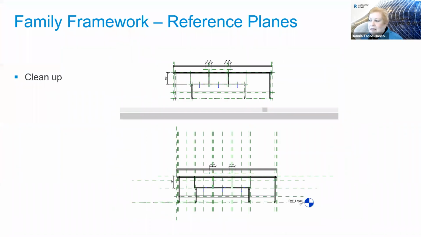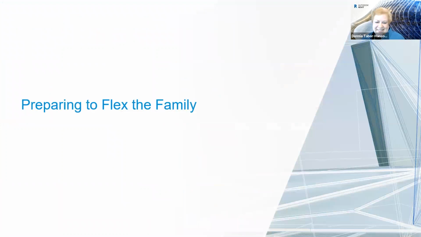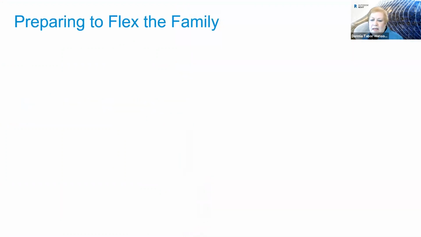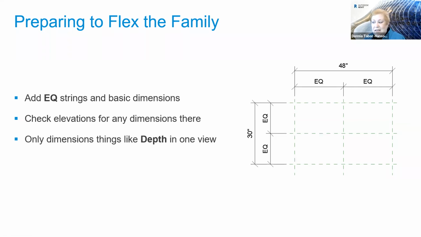Okay, so let's get back over here and look at what we're doing next. Preparing to flex the family. We've got the frame in there. And now we want to start talking about some of the elements and some of the parameters possibly. Some of the things that you're going to do is add your EQ strings on anything that you want to have equal. And you're going to make sure to check elevations for dimensions there. But please only dimension things like depth in one view. You only dimension depth in your plan view or your right view or something, but only dimension it in one view.